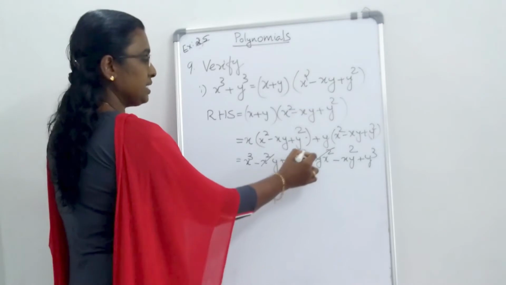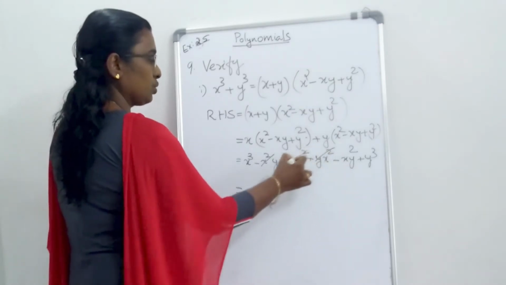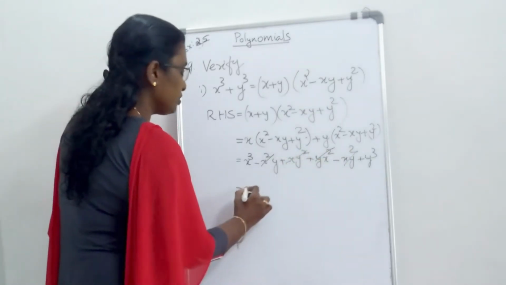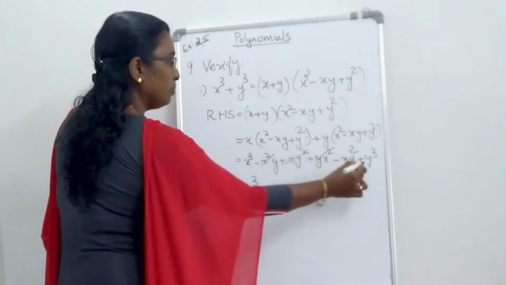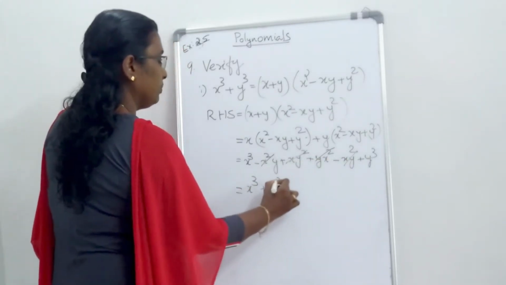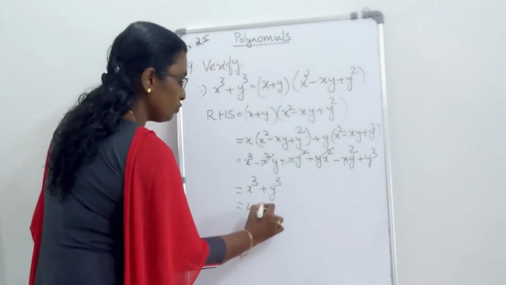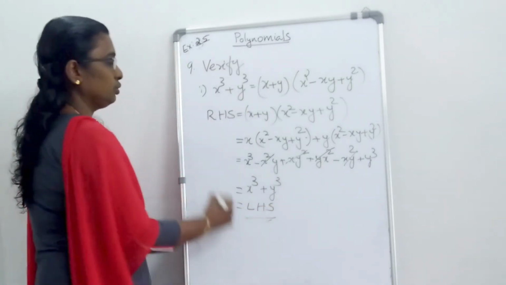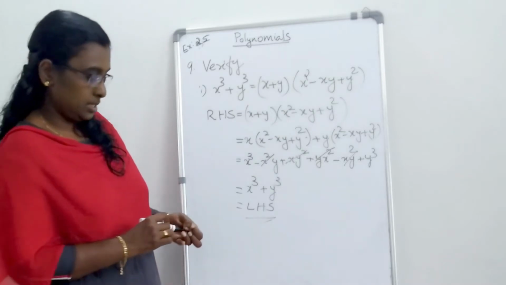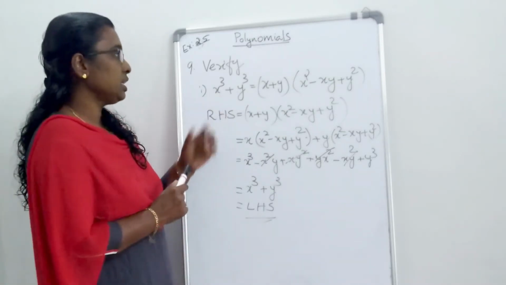Here a plus xy square minus xy square get cancelled. The remaining terms are x cube plus y cube, which is the LHS of our equation. So RHS equals LHS. Thus we can verify this equation.